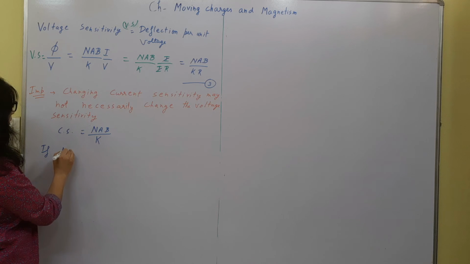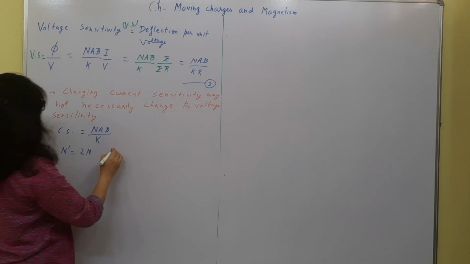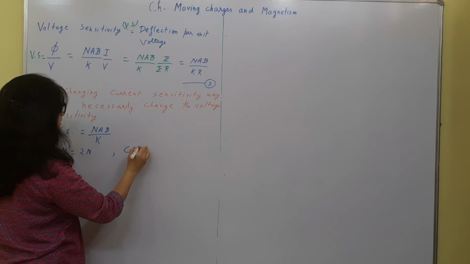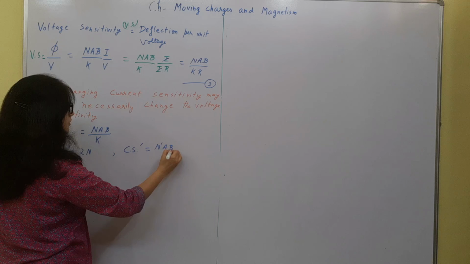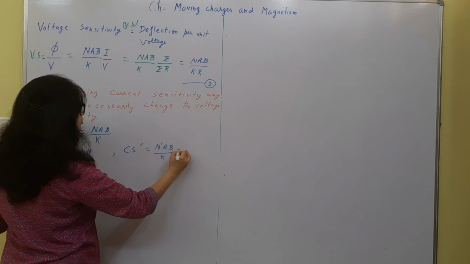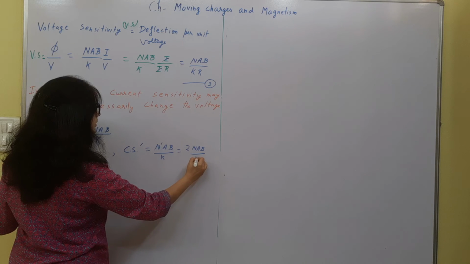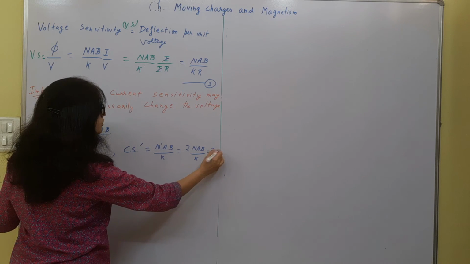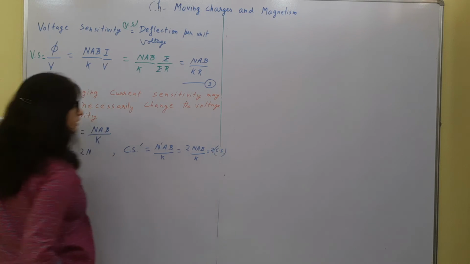So suppose N dash is made 2 times, right? So what will happen? Current sensitivity now will be N dash, area same, magnetic field same, K is same. So this will be 2 times NAB upon K. That makes it 2 times the initial current sensitivity, right?